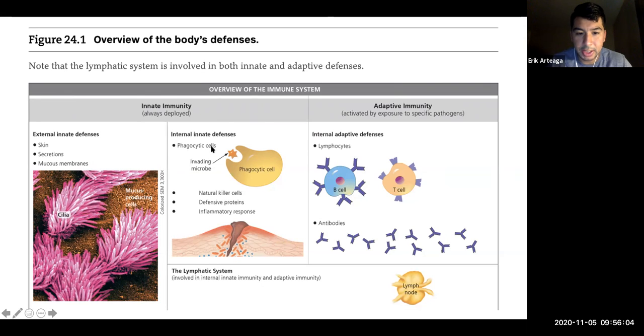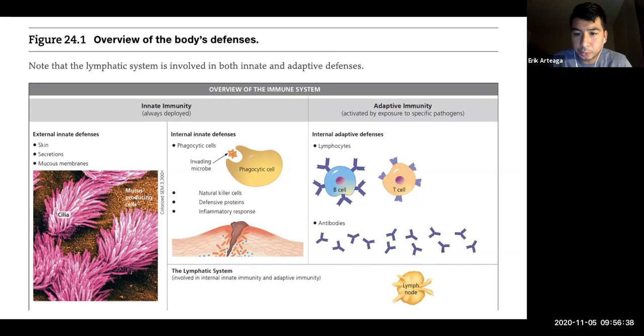You have phagocytic cells. This includes basophils, eosinophils, neutrophils, monocytes, activated monocytes. Right? These are going to be those cells that are floating around in your blood that are ready to attack or ingest a pathogen. Then there are natural killer cells, defense proteins, inflammatory responses. Okay, so these are all very important for fighting off any potential infection. We'll talk about those in a minute.